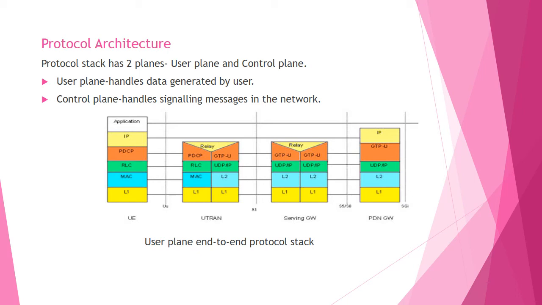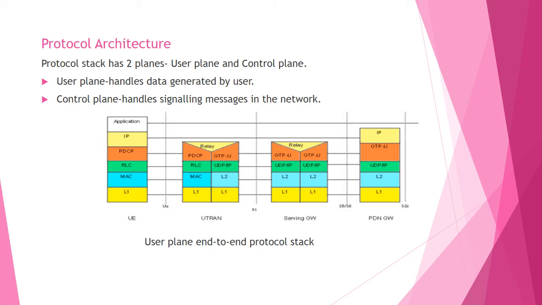The S1 interface connects the Node B with your mobility management entity or the serving gateway. The S1 part in the user plane is based on the GPRS tunneling protocol, GTP. This tunneling mechanism is used to ensure the IP packet destined for a particular user equipment is delivered to the E-node B that the user equipment is connected to.